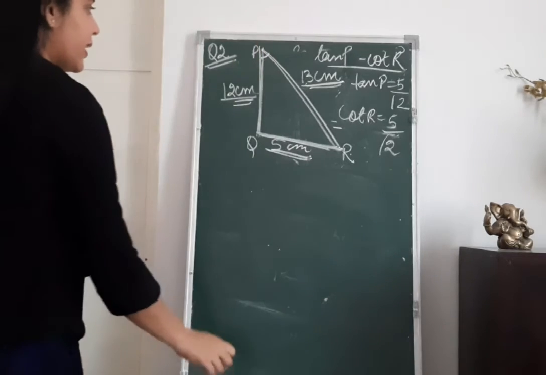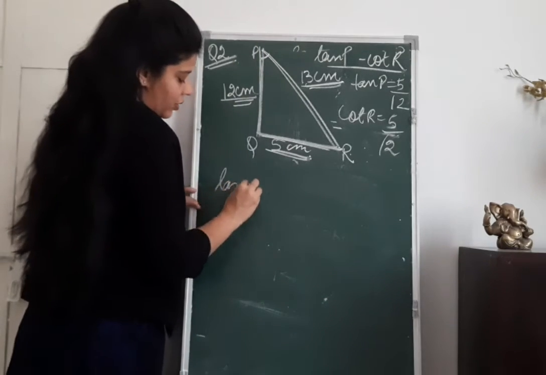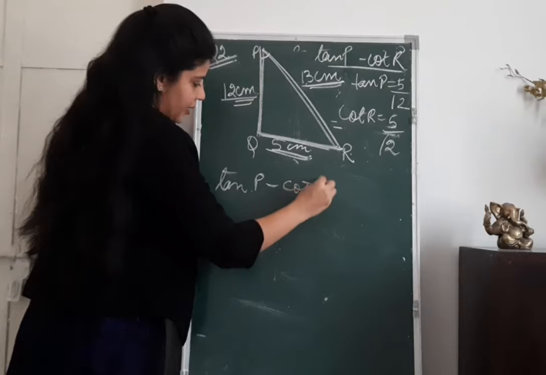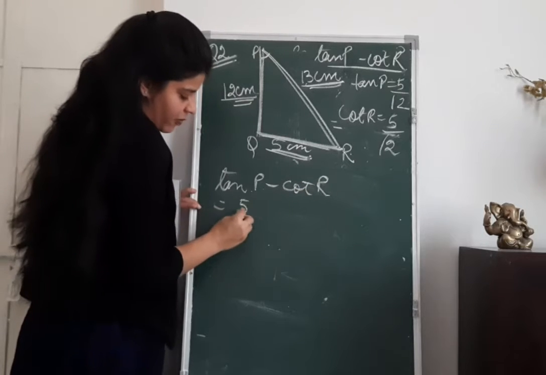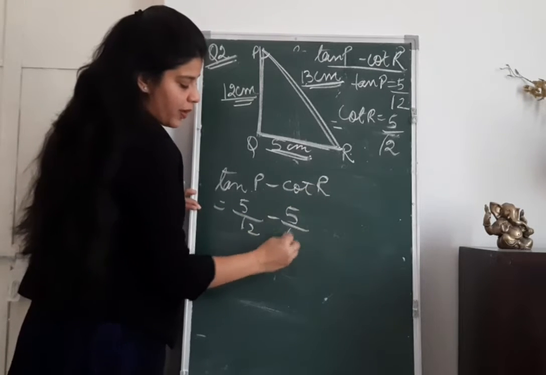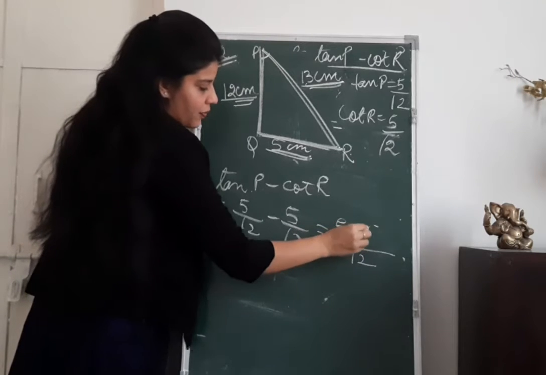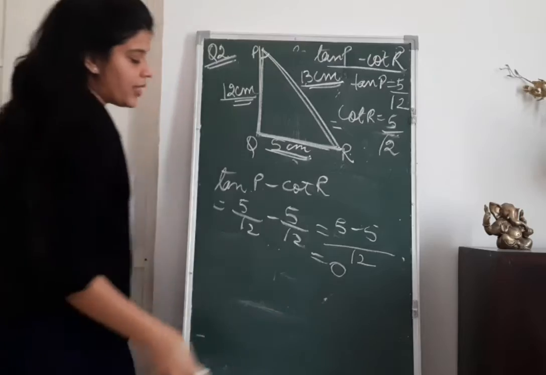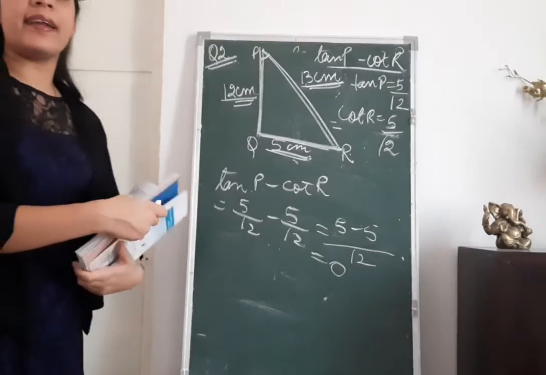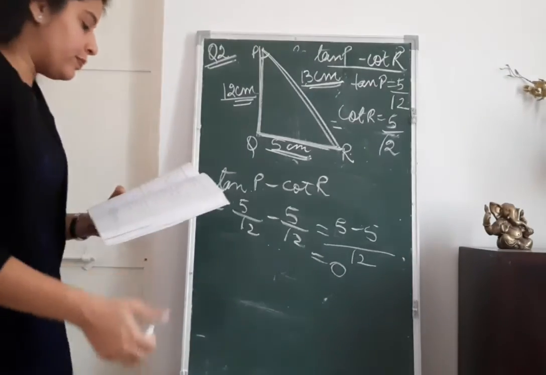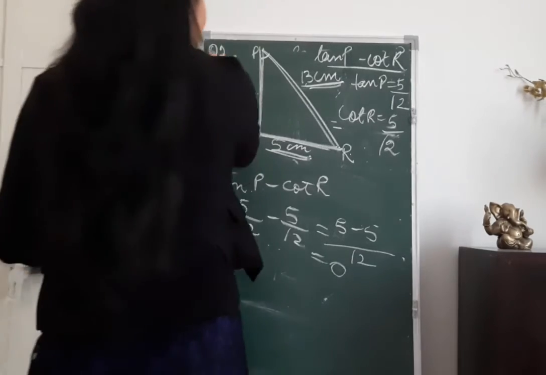As both the quantities are the same, tan P minus cot R will be equal to what? 5 by 12 minus 5 by 12. Denominator is same, 12. 5 minus 5 is what? 0. Therefore, tan P minus cot R is equal to 0. Let's move on to the third question.